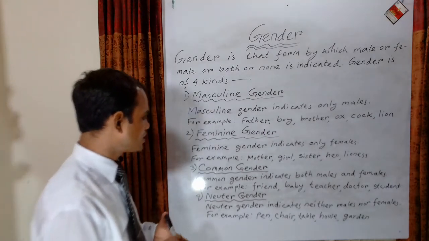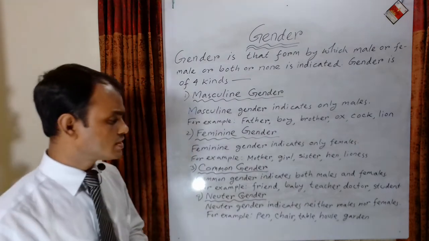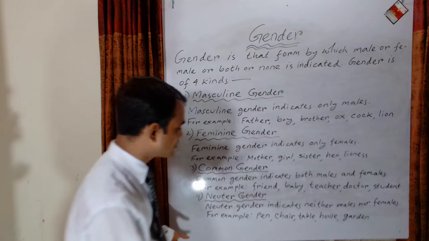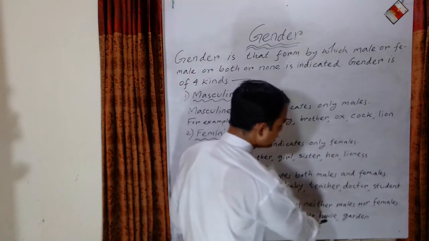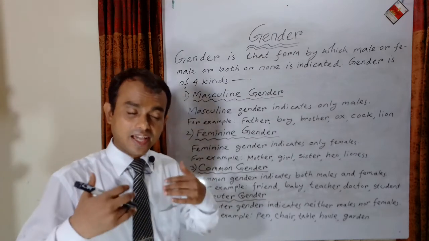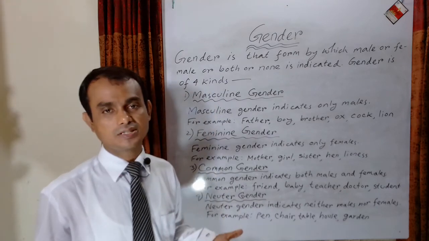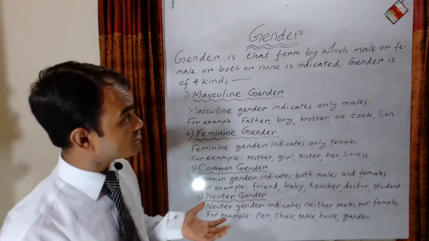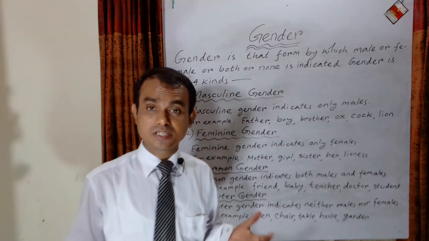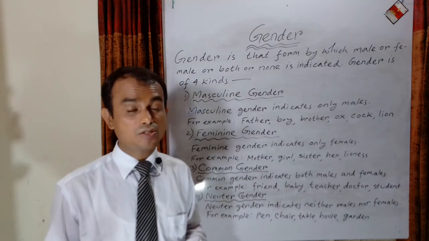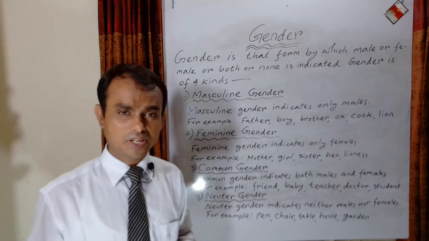The last gender, neuter gender. Neuter gender indicates neither males nor females. For example, pen, chair, table, house, and garden. These words indicate neither males nor females. Dear students, I have just finished teaching about gender. If you would like to know in detail, you can watch the next videos one by one.